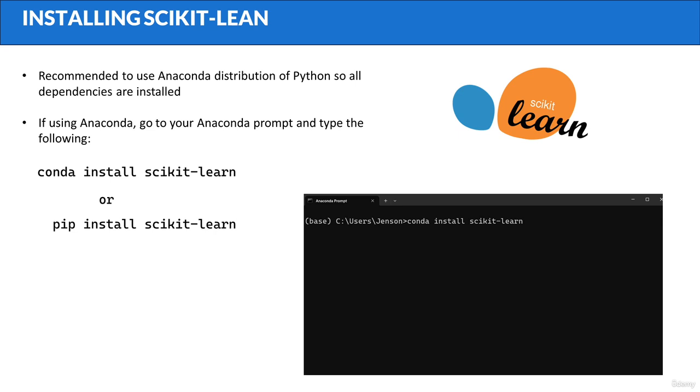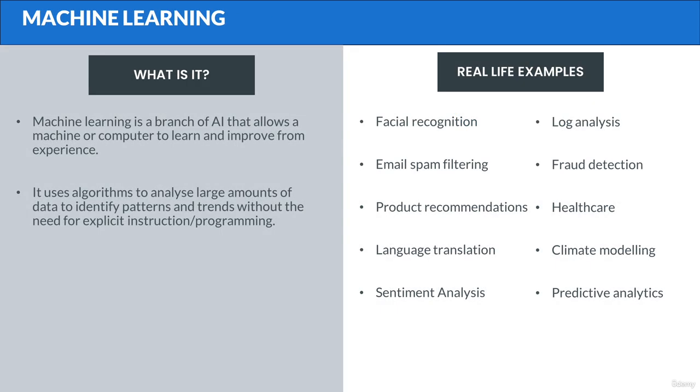Before we move on to our example, let's have a look at what machine learning actually is. Machine learning is a branch of AI that allows a machine or computer to learn and improve from experience. It does this by using algorithms to analyze large amounts of data to identify patterns and trends without the need for explicit instruction or programming.